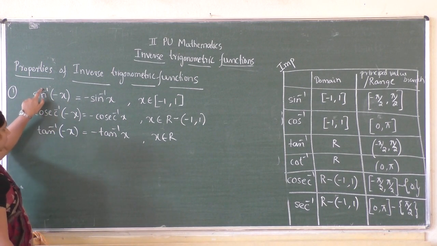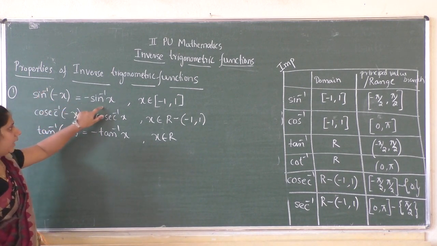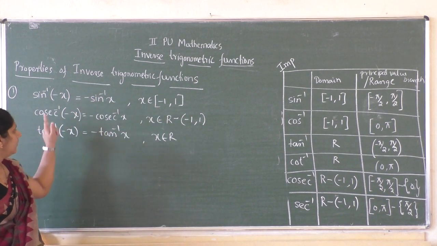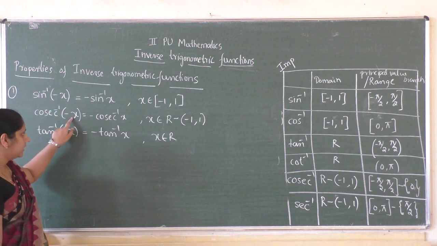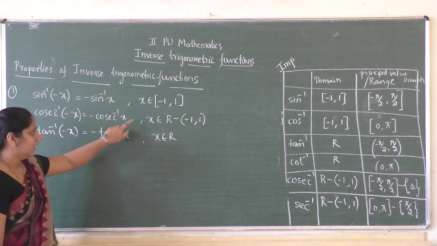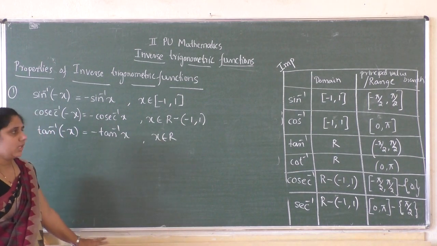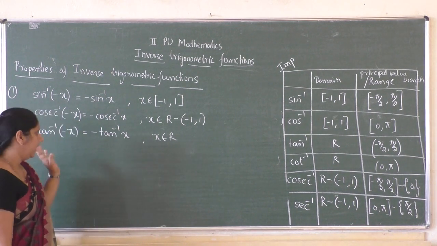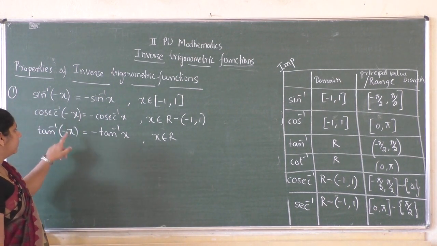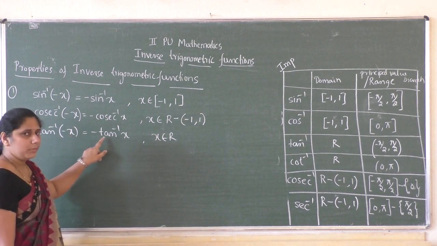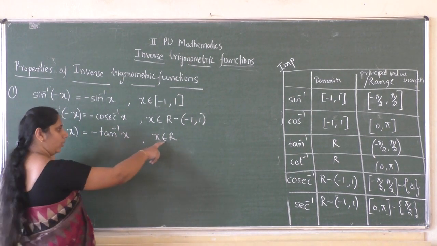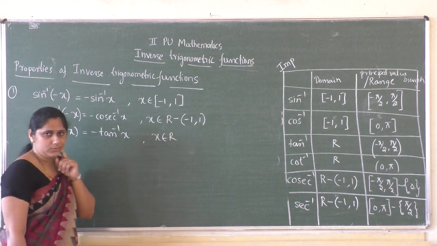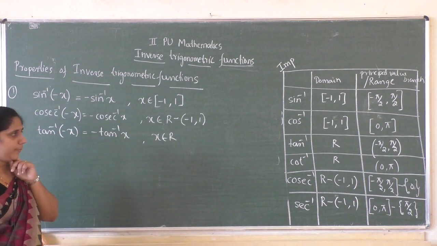First one, sine inverse of -x equal to minus sine inverse x, where x belongs to the domain of sine inverse. Now cosec inverse of -x equal to minus cosec inverse x, where x belongs to R minus open interval -1 to 1, that is, x belongs to the domain of cosec inverse. Now the third, tan inverse of -x equal to minus tan inverse x, where x belongs to R. Here x belongs to the domain of tan inverse. So these are the first set of properties.